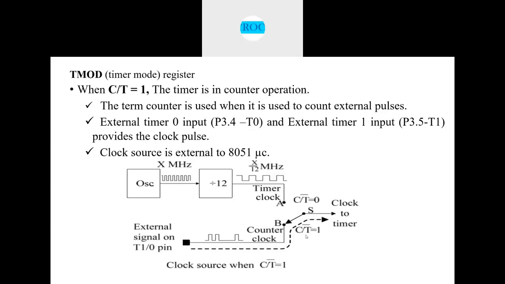As you can see from the diagram, when the C/T is equal to 1, the switch is connected to B here. So where is the clock source for the timer now? It is from the external signal on the T1/T0 pin here, which is nothing but the external timer 0 input or external timer 1 input, right? As I said, the main distinction between the timer mode and the counter mode is whether the clock source is internal or external. You understand the importance of this C/T bit here.